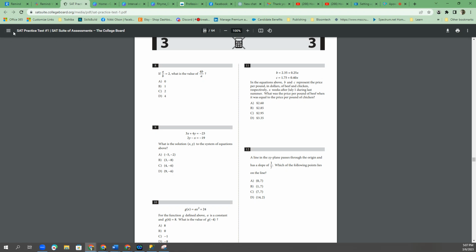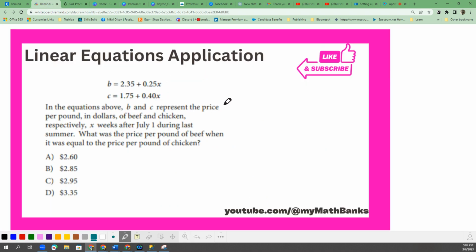This question is still coming from SAT practice test number 1, page 39, number 11. This is an example of a linear equation application, only that you have multiple linear equations. It's almost like a system of equations, but not quite because B and C are not the same variables. All right, so let's read this one.